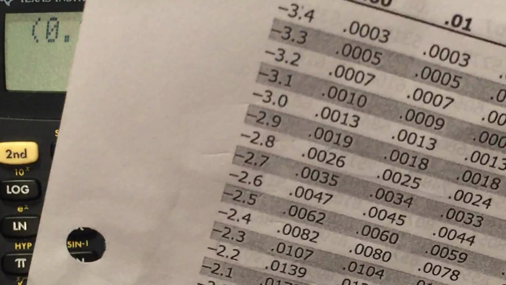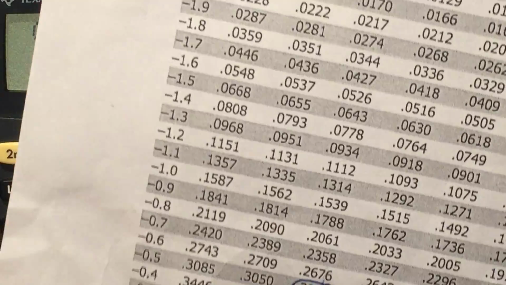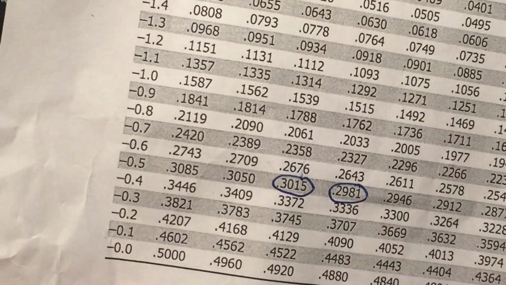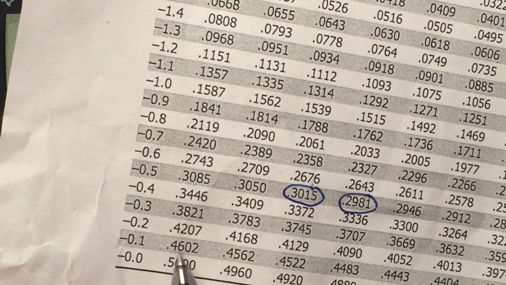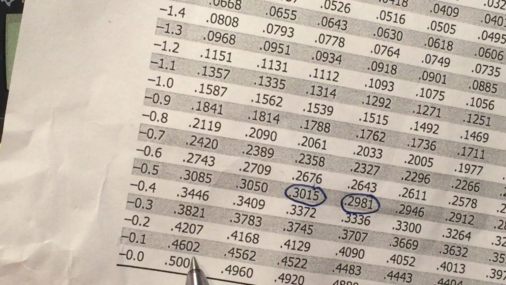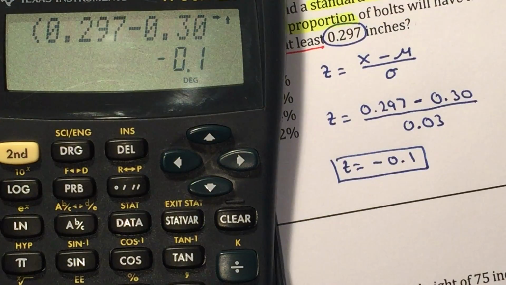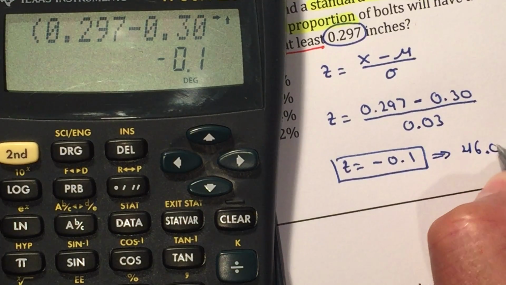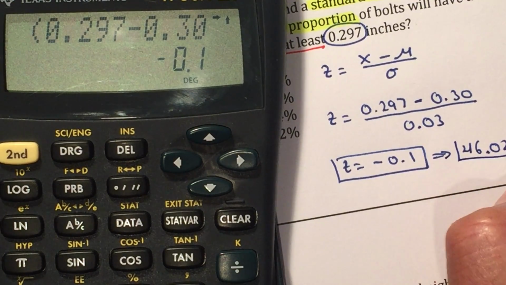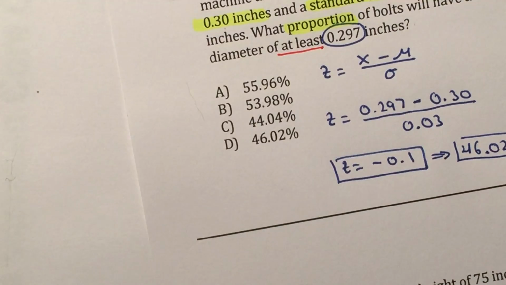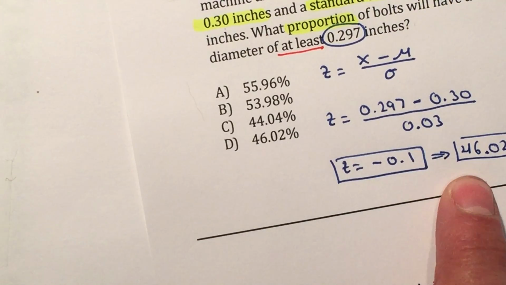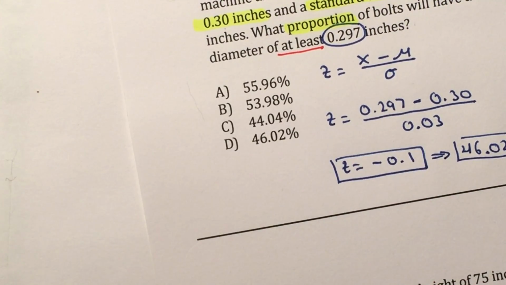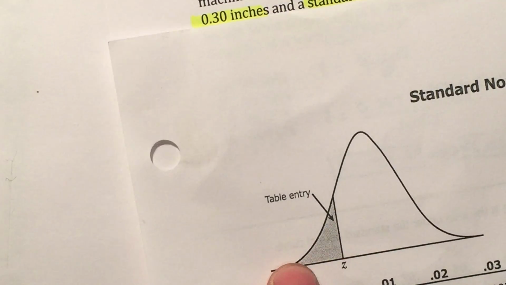Negative 0.1. It's here, and there's no decimal afterwards, so that'll be 46.02%. So this will correspond to 46.02%. Now remember that that's not your answer, because this chart tells you the area to the left.